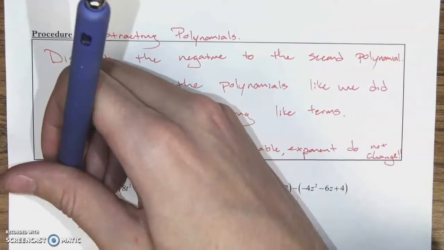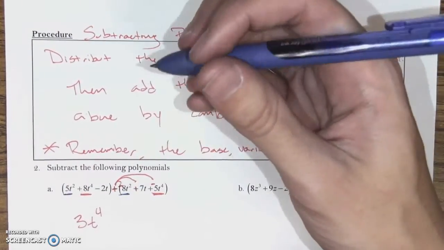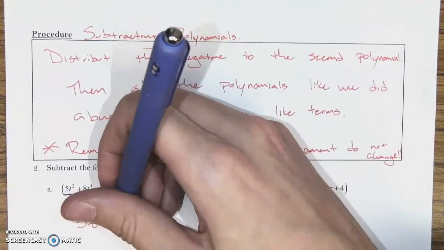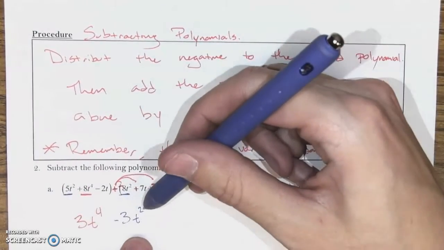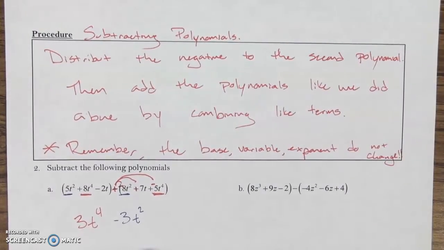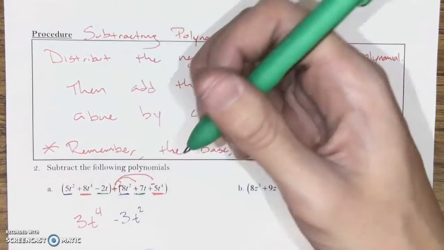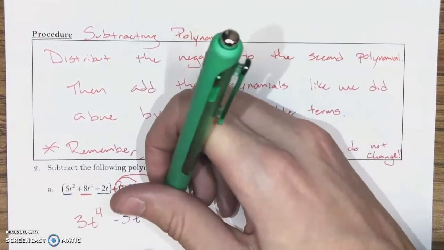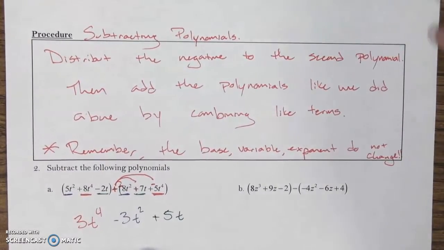Next up, we have a 5t squared and a negative 8t squared gives us a negative 3t squared. Again, the base, the variable, and the exponent do not change. Then we've got a negative 2t and a positive 7t gives us a positive 5t. And that's it. We've combined all of the like terms.